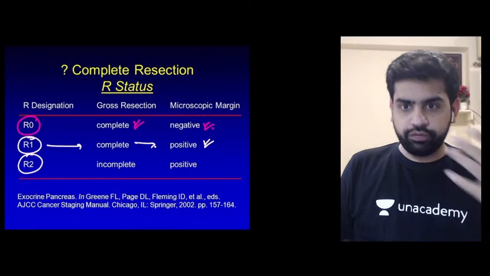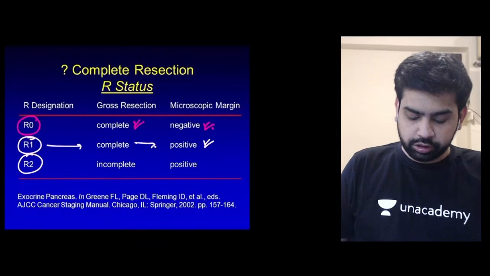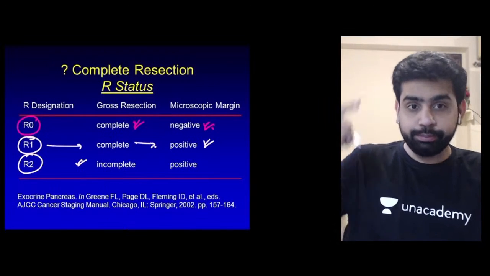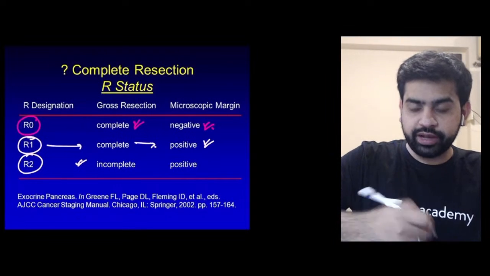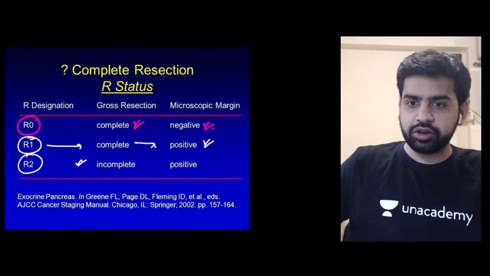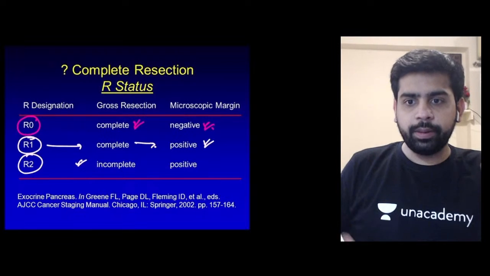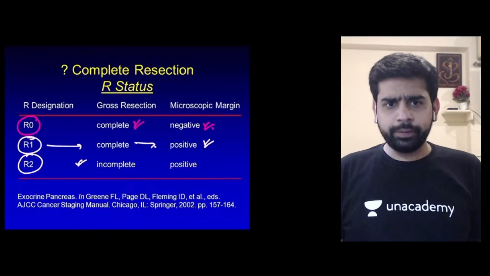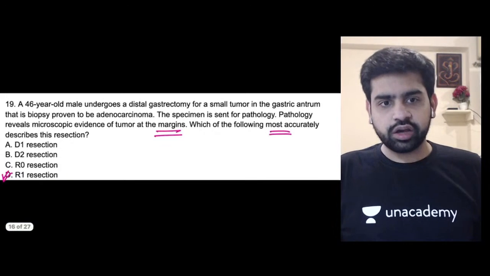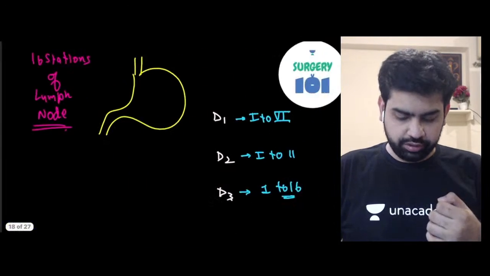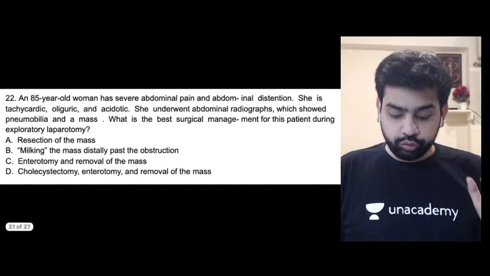In such a scenario, that is what is called an R2 resection. Here, macroscopically, you're leaving the tumor behind, and definitely when you send it for histopathological examination, the margin will be positive for the tumor. I hope it makes sense. Nothing great about it, but that is just the concept of R0, R1, and R2 resection. With this, I move on to the last question of the day.